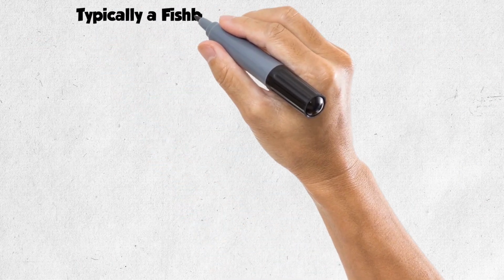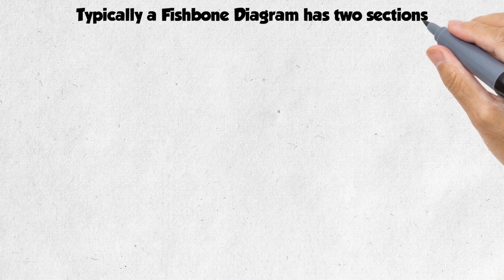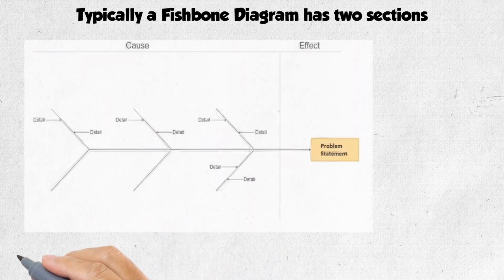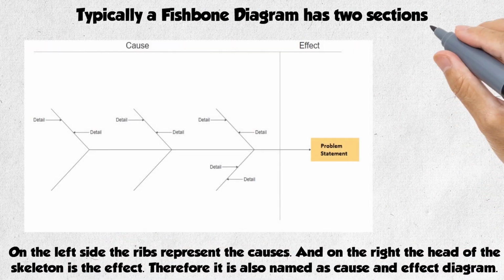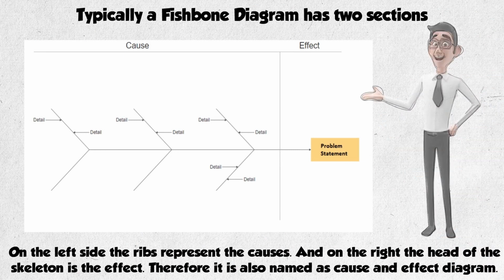Typically, a fishbone diagram has two sections. On the left side, the ribs represent the causes, and on the right, the head of the skeleton is the effect. Therefore, it is also named as cause and effect diagram.